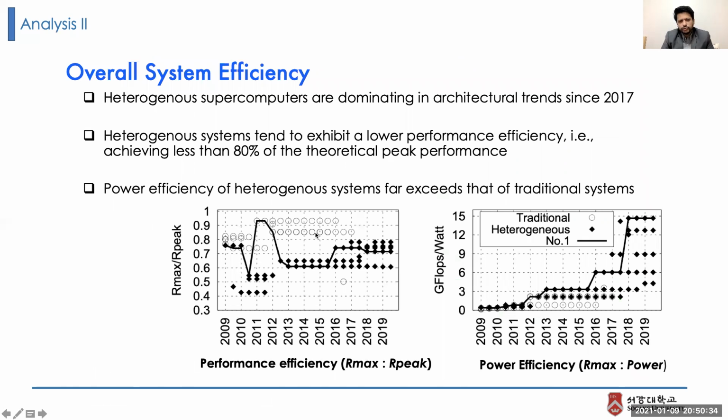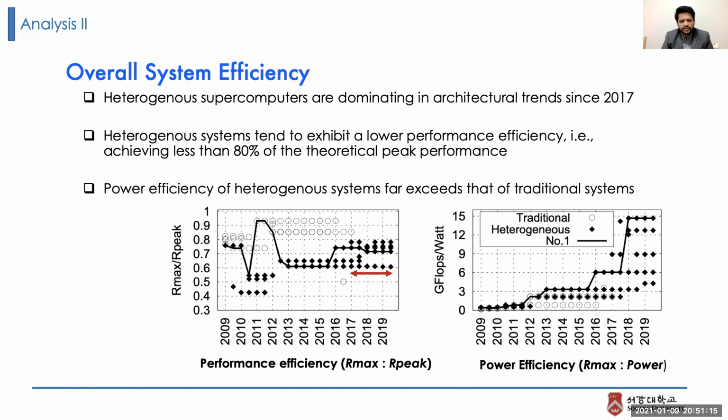In order to study the heterogeneous and the traditional supercomputers, first we analyze the overall system efficiency in 2 variants. The first one is performance efficiency, which can be derived as Rmax to Rpeak ratio, and the second is power efficiency as a function of Rmax to the ratio of power of 28 supercomputers appearing in top 5. The trend shows that the heterogeneous systems tend to dominate the architectural trend in the top supercomputers. Particularly since November 2017, all top five supercomputers are heterogeneous, indicating the increasing popularity of the heterogeneous architecture.